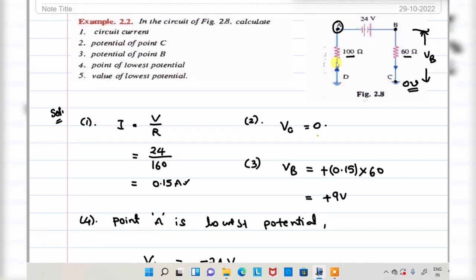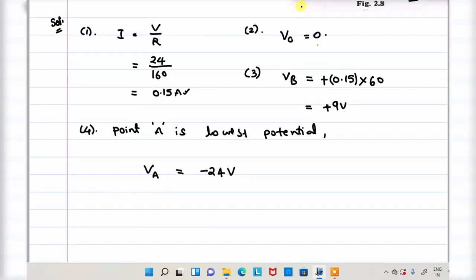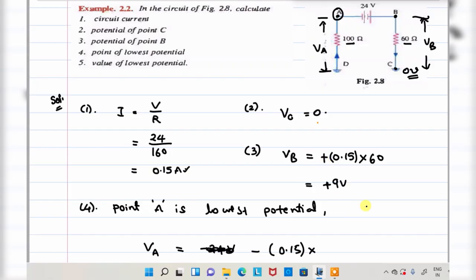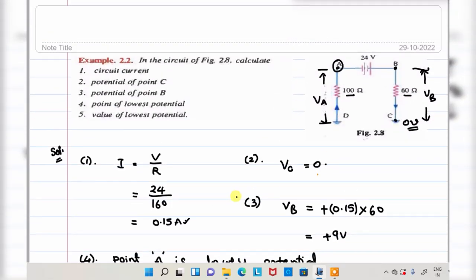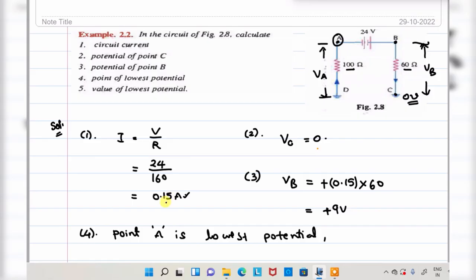Okay, so not minus 24 exactly, the voltage between these two with respect to this particular ground. I will explain. VA is equal to negative of current 0.15 into resistance. What is the resistance here? 100, right? This is 100. That will be equivalent to 15 volt. Minus 15 is the lowest potential in this particular circuit.